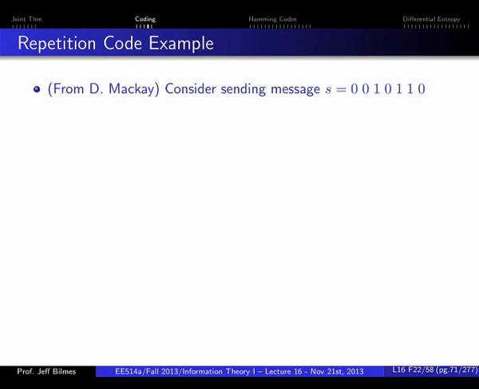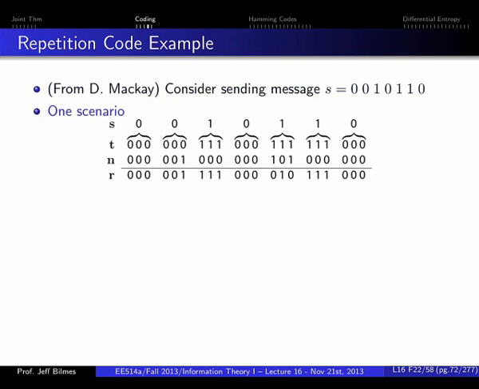Because here's another idea. So let's say this is from David Mackay's text, by the way. He had a very nice example that I wanted to include. So let's say that we send this message, S, which consists of 7 bits. Okay. Now, it's a repetition code. So what this means is the following. So these are the 7 bits that we send.